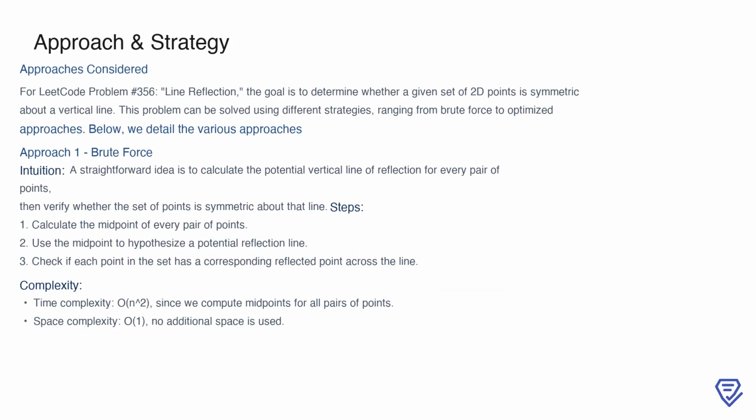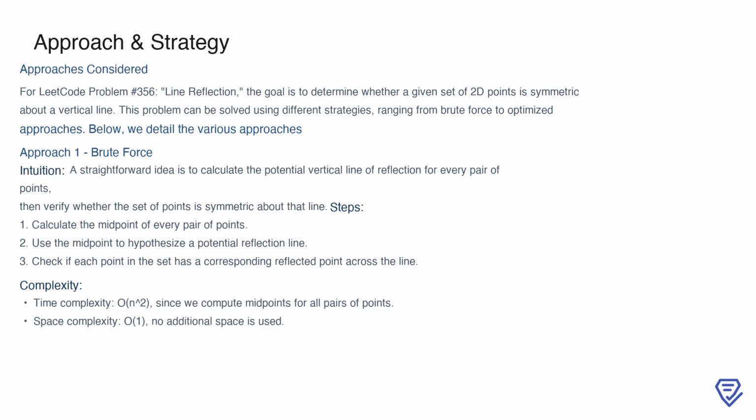When solving LeetCode problem number 356, the objective is to determine if a given set of 2D points is symmetric about a vertical line. To approach this, one possible strategy is brute force. The intuition behind this method is to calculate a potential vertical line of reflection by finding the midpoint of every pair of points. Then, we hypothesize whether this midpoint could represent the line of symmetry. To verify, we would check if every point in the set has a corresponding reflected point across the hypothesized line.